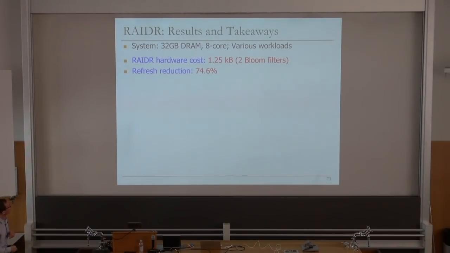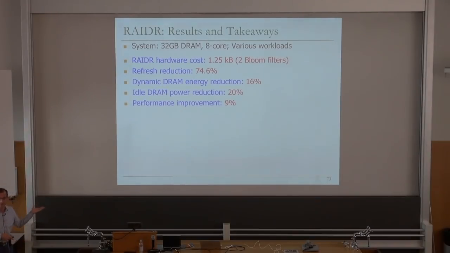I already said the hardware cost. Refresh reduction, you could calculate it based on the false positives, actually. You reduce the refresh rate by almost 75%. It's not exactly 75% because you need to refresh some rows more frequently, and also you have false positive rates. And it turns out the dynamic DRAM energy reduction is about 16%. This is based on simulation. And idle DRAM power reduction is about 20%, and performance improvement is about 9%.